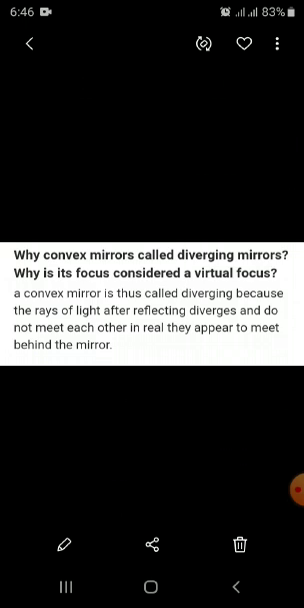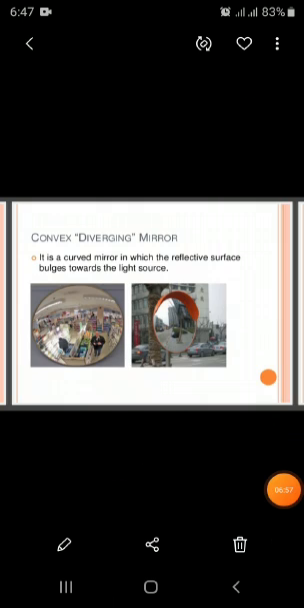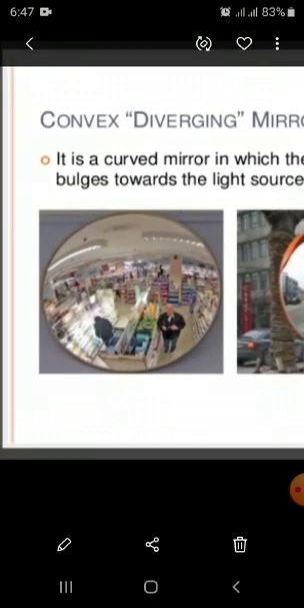We call it the diverging mirror because they make the reflected light rays spread out and diverge. Convex mirrors are also called diverging mirrors. And the images in the convex mirror are always virtual and upright. As you can see, this is a convex mirror, and the image formed in the convex mirror is virtual. It's upright, as you can see, and it is smaller than the object.